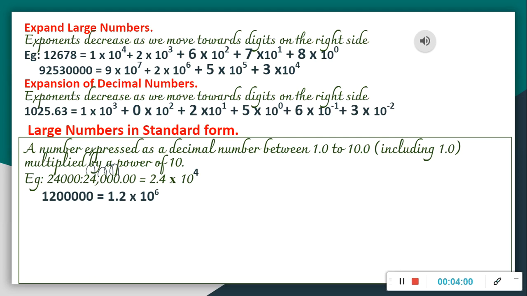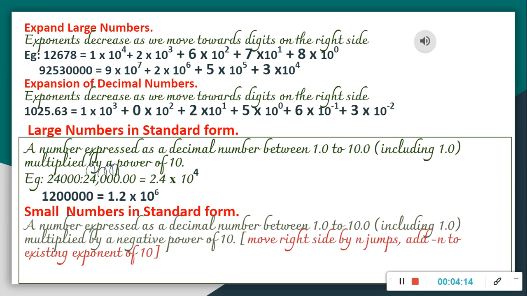Okay. In a similar manner, when we want to represent small numbers in standard form, the logic remains the same. We still want to represent a number as a decimal number between 1 and 10 multiplied by a negative power of 10. That is the only difference, the negative power. This time you will get a negative power of 10, right? So let's see one example.